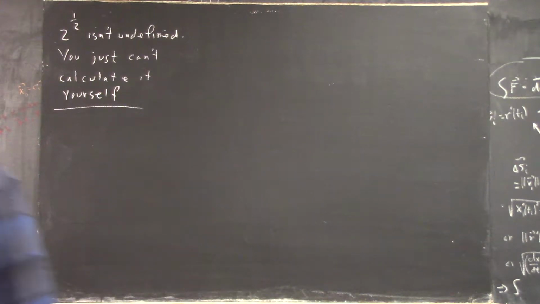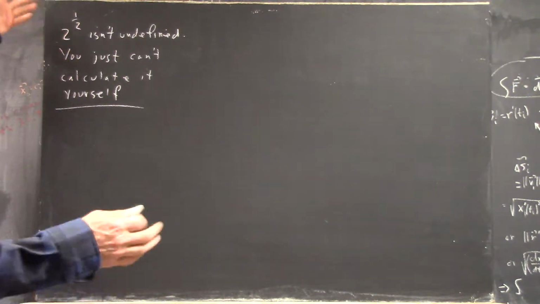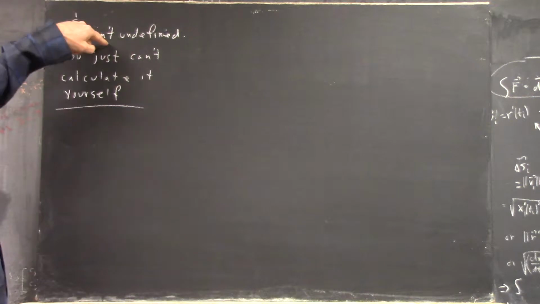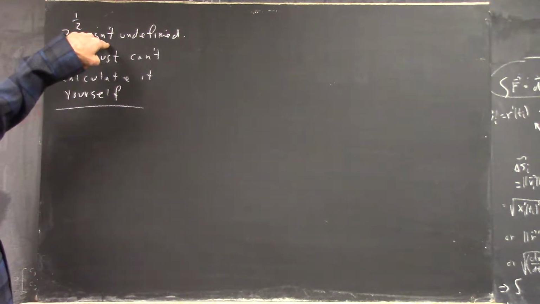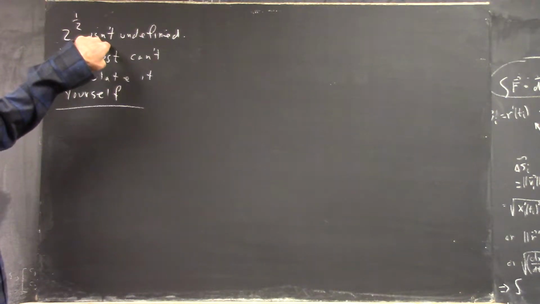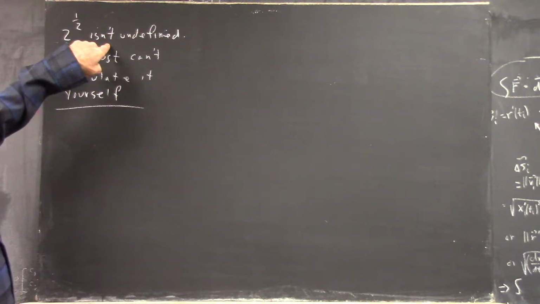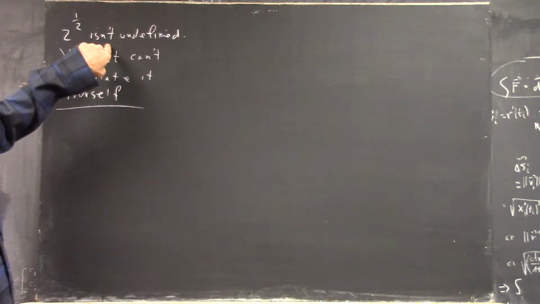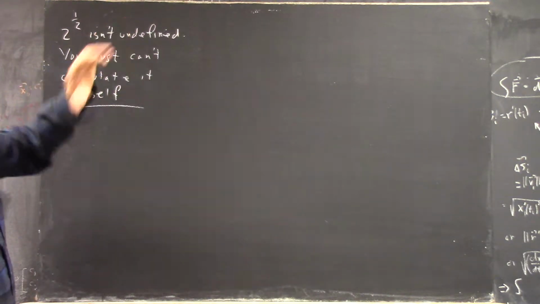Okay. Again, just so you have reference to it, 2 to the 1/2 is not undefined. It's a perfectly good number. You just can't write it down. It's close to 1.4. It's about 1.414, but nobody can tell me what the next digit is, and there's no end to the digits.